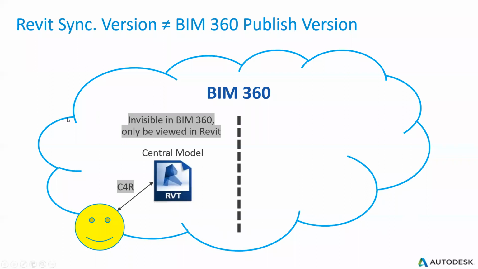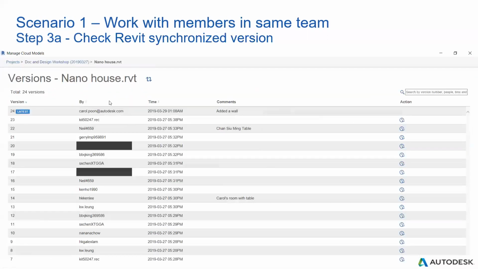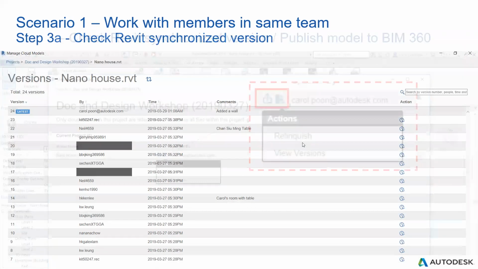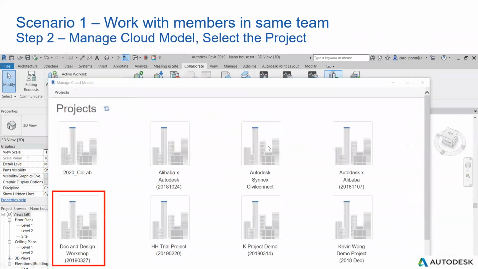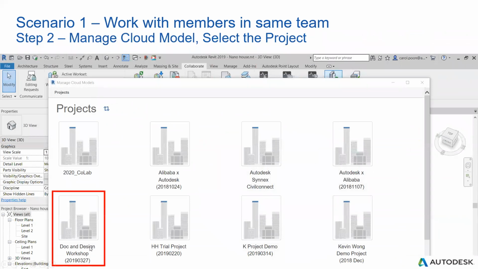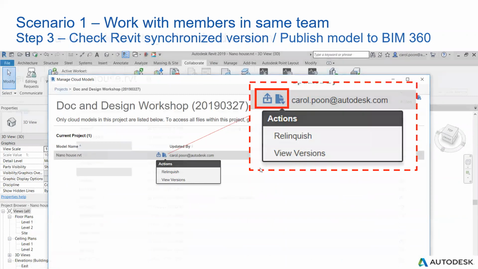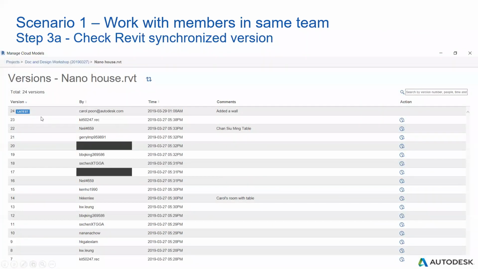So these are the invisible versions on the cloud, only for the Revit modelers. The Revit model owners can view the versions inside your Revit, and then you click view versions here. Inside Revit, this button, Collaborate, and then Manage Cloud Models, and then you select your project, and then go to View Versions, and you'll find the Revit synchronized versions, which has so many, about 24 versions here. You can see that.